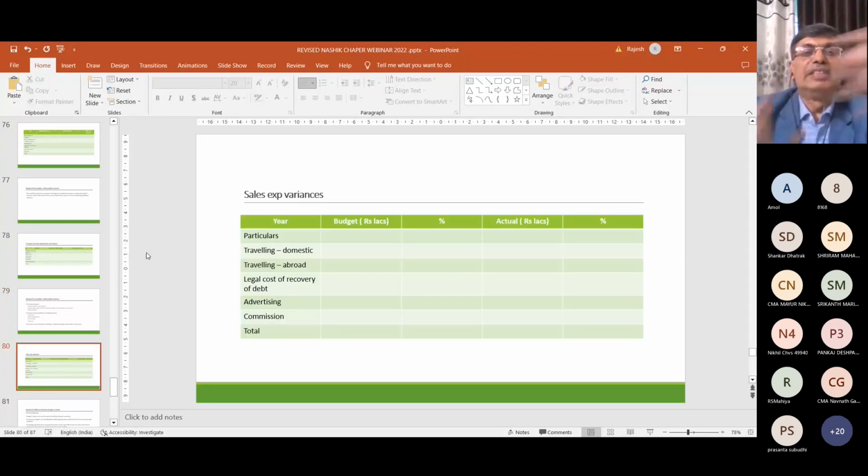Sales expenses: allowances, traveling domestic, traveling abroad, legal cost of recovery of debt, advertising, which is again a discretionary cost for the management. Management needs to take a call on advertising, commission. Again, at the time of preparing the budget also it was mentioned, the list is illustrative only. We are dealing more with the concept.